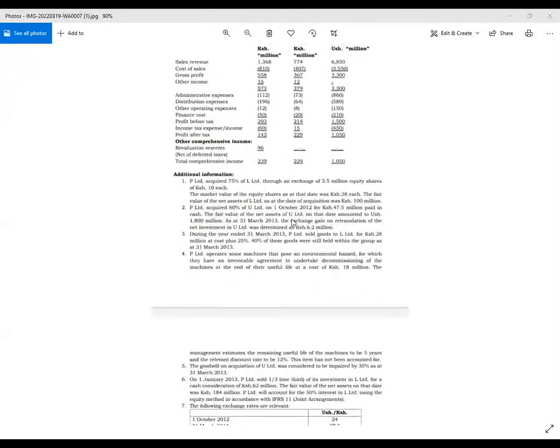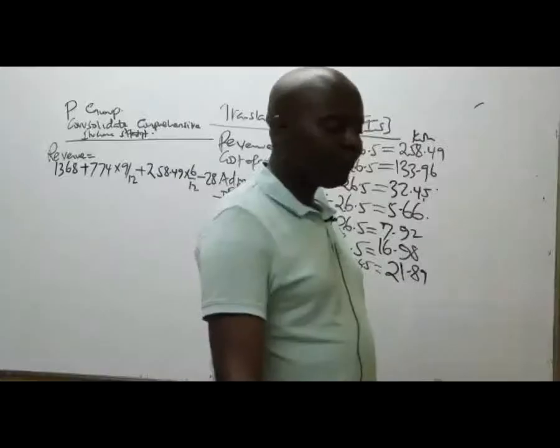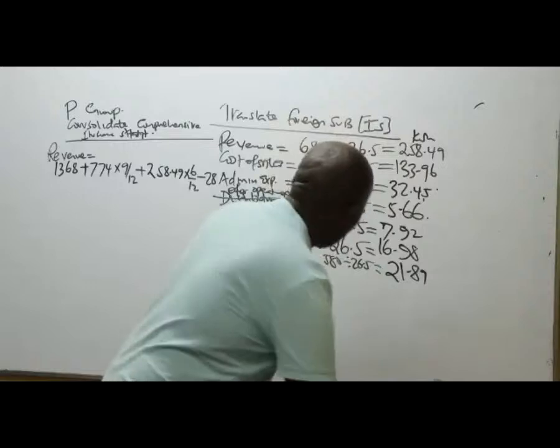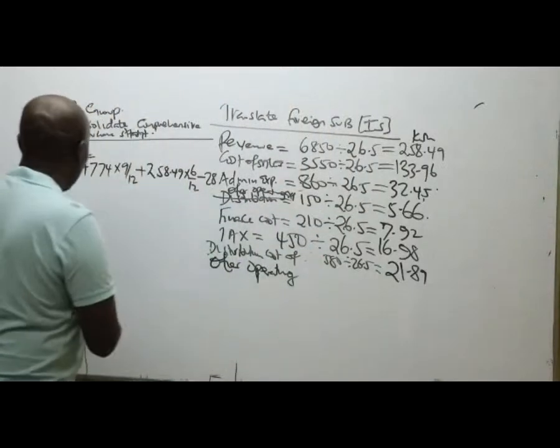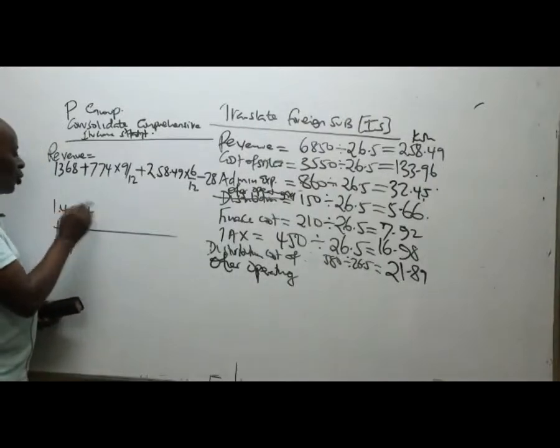So we are told, ladies and gentlemen, here that P Limited, a company incorporated in Kenya, is listed in the East African Securities Exchange. P Limited uses Kenya shillings as a reporting currency. On 1st April 2012, P Limited acquired a controlling interest in L Limited. So which date is that? 1st April 2012. So I'm talking about here the date of acquisition, the DOA. The date of acquisition is 1st of April 2012.